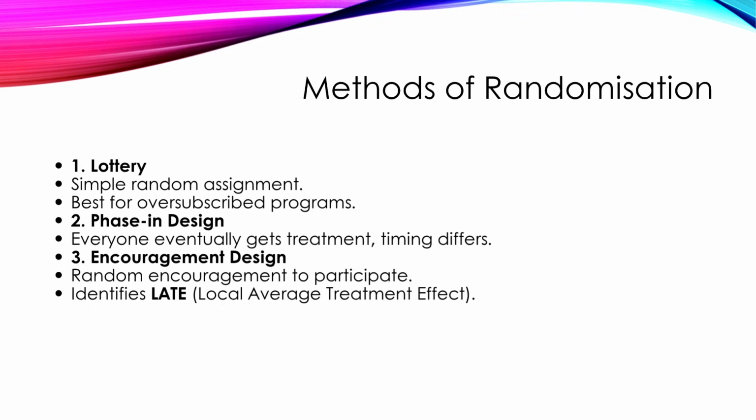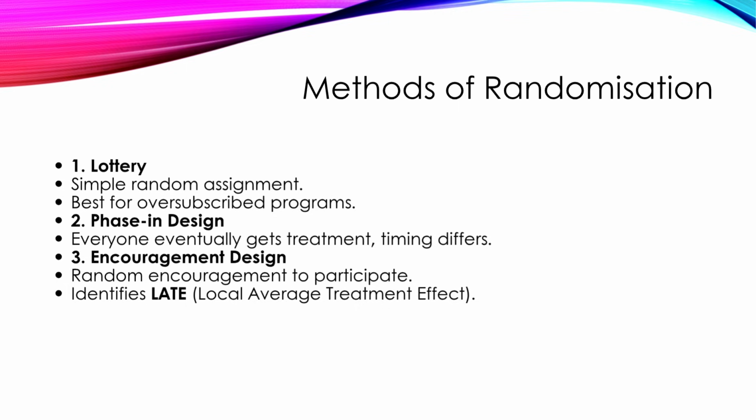And then we have a phase-in design, where everyone eventually receives the treatment, but rollout is staggered. This is best for universal programs with logistical or financial constraints, and maintaining control group cooperation. Participants know they'll receive the treatment later. The challenges here are that the control group disappears over time. This limits long-term measurement and anticipation effects.